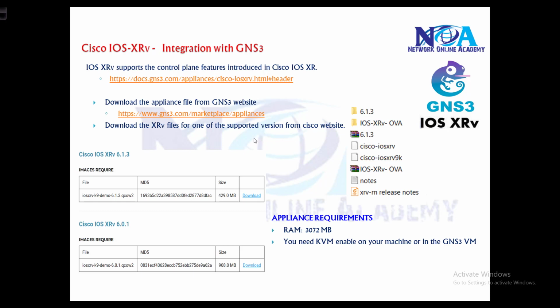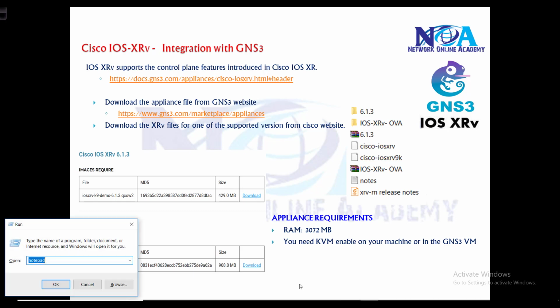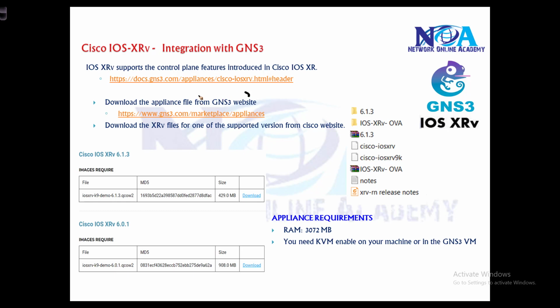So the first thing, if you want to run some IOS XR on GNS3, you need to have two things initially. The first thing is to download the appliance file from the GNS3 website. I'll show you the link. You can go to the GNS3 website, go to the appliances and download any of these images.